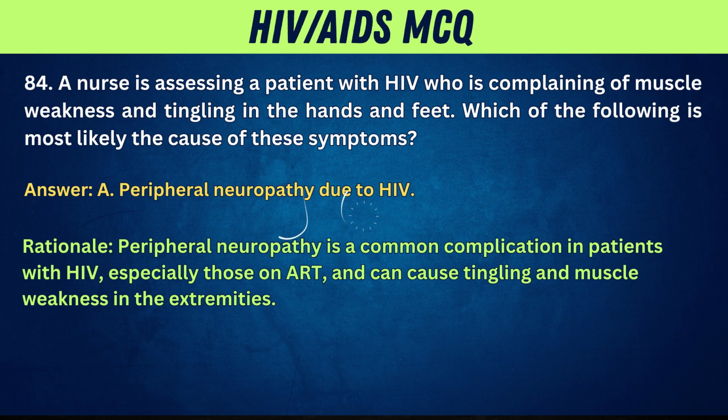Answer. A. Peripheral neuropathy due to HIV. Rationale. Peripheral neuropathy is a common complication in patients with HIV, especially those on ART, and can cause tingling and muscle weakness in the extremities.